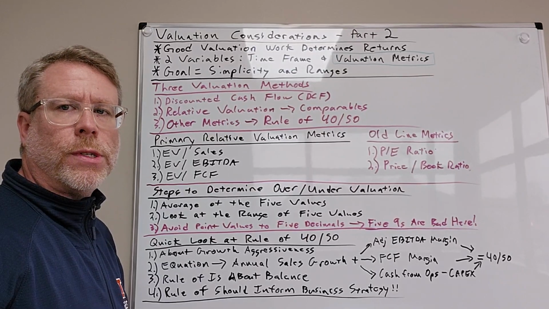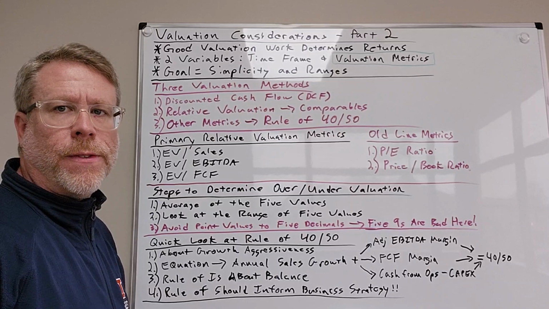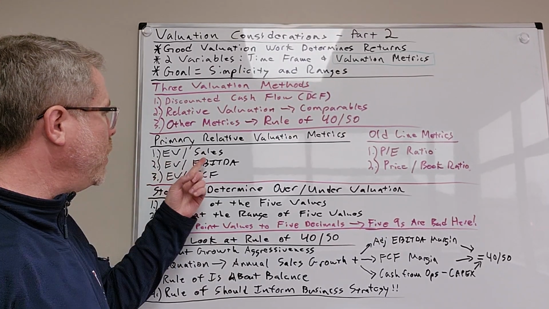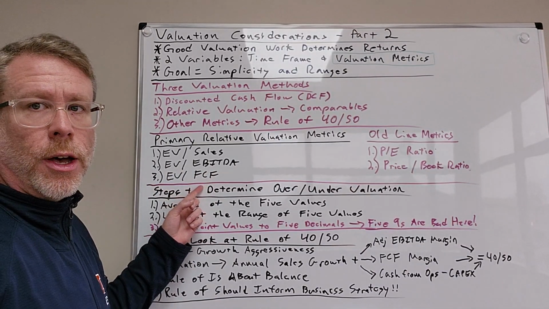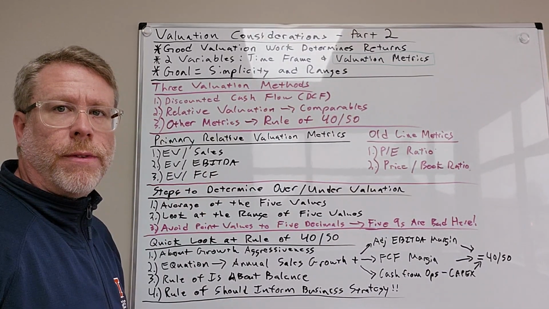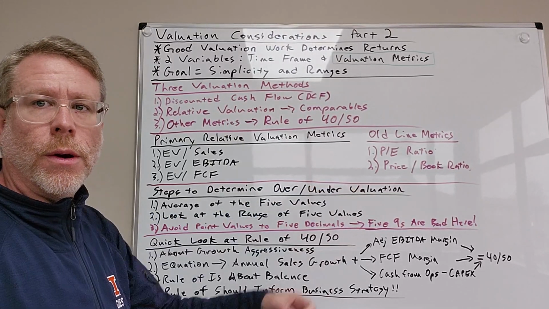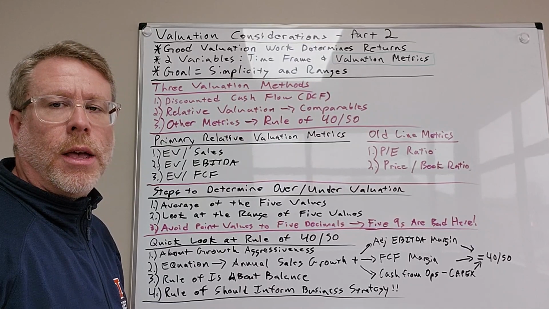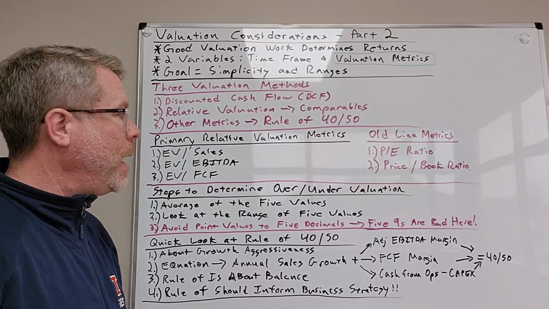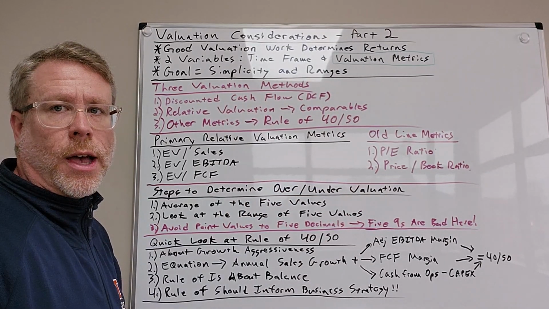So what are the three most common types of relative valuation metrics? Well, they're all enterprise value based, and they start with enterprise value to sales, enterprise value to EBITDA, and enterprise value to free cash flow. The old line relative valuation metrics are your price to earnings ratio and your price to book ratio. So these are 5 really easy ways that you can calculate a valuation of a stock. And the question is, how do you determine the over or under valuation of the stock in question?